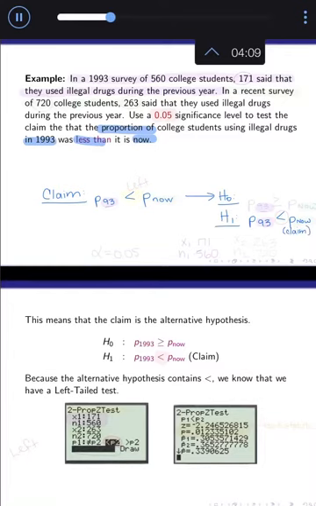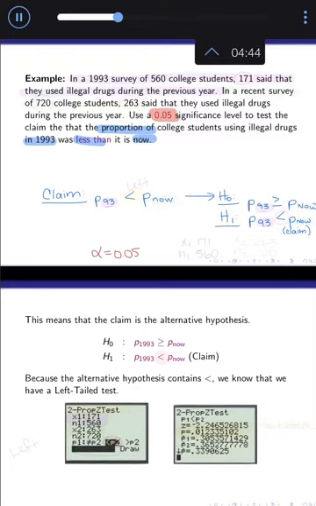That means the null hypothesis H0 should be the reverse. The complement should be that the proportion for 93 was greater than or equal to the proportion for now. Because again, the null and the alternative hypothesis should be complements. Now the question is, what other information did they give us in the problem? Well, they gave us 0.05 as our significance level. That's our alpha.